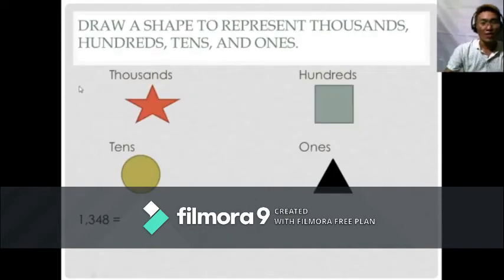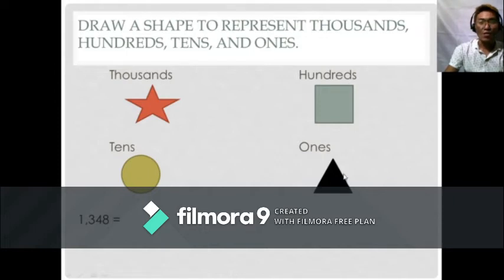Okay, now we have here the star, the square, the circle, and the triangle. So the star represents thousands. Okay, by the way, thousands, how many digits? Okay, we have 4 digits. Now, how about hundreds? Okay, there are 3 digits. And tens, we have 2 digits and 1.